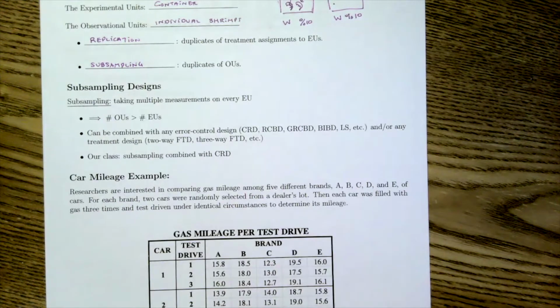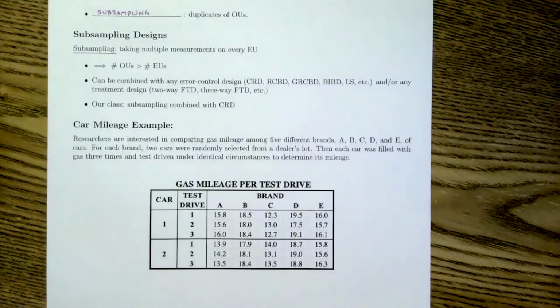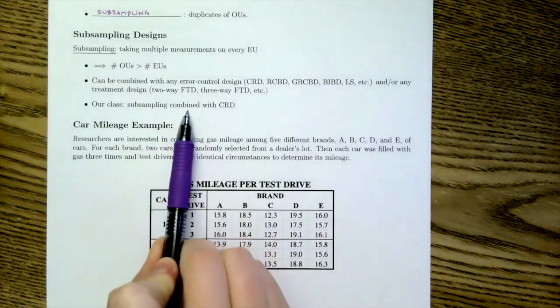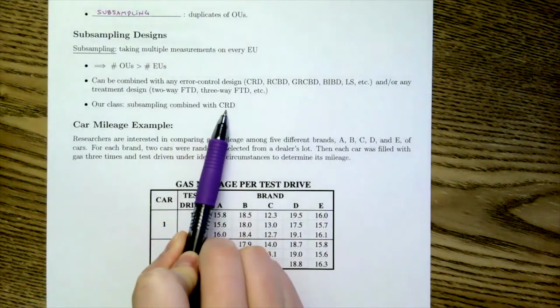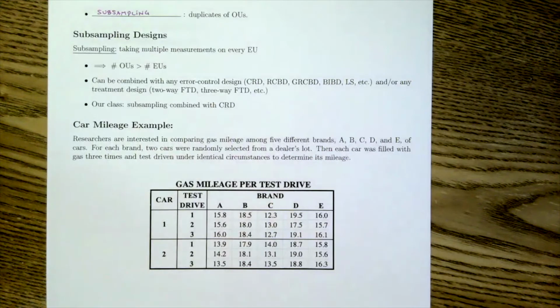But the overall idea is that if we have multiple observational units per experimental unit, then we'll have a subsampling design. In our class, we're going to only be focused on subsampling in the CRD case. So let's go to an example.